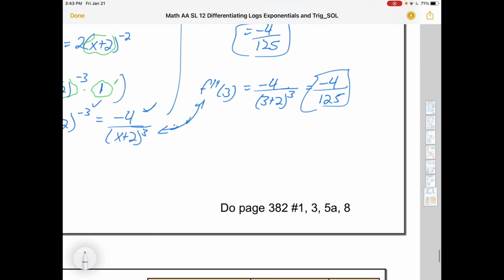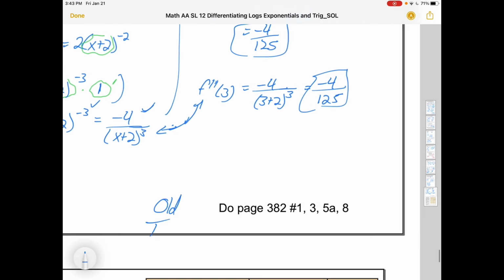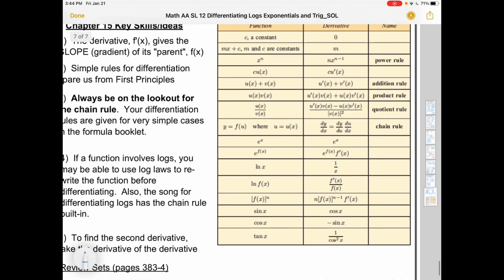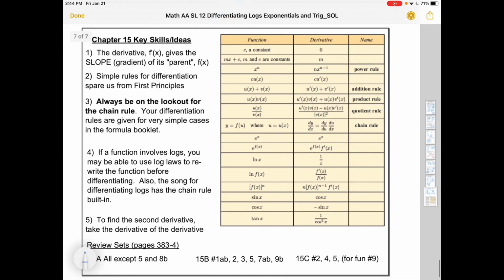On page 382 of the old textbook, you could do page 382, numbers 1, 3, 5, 8. And then here's a little synopsis of what we've sort of done since we did first principles. So the derivative f prime gives us the slope of its parent at any point. Simple rules for differentiation spare us from first principles. What's in bold, always look out for the chain rule. Okay, and also look out for the product and quotient rule.